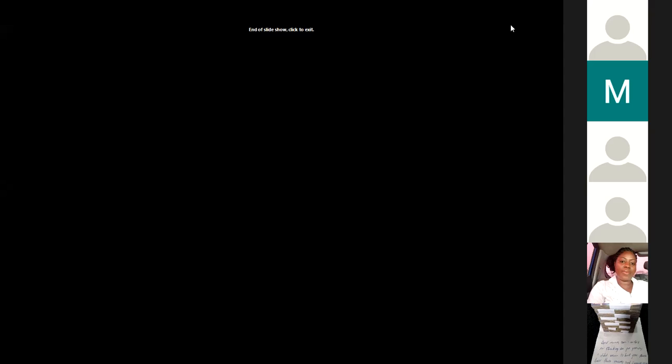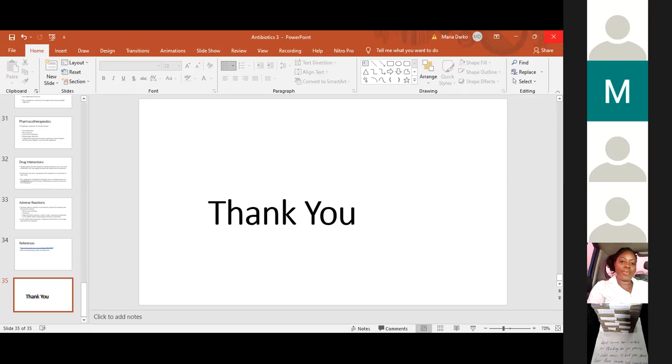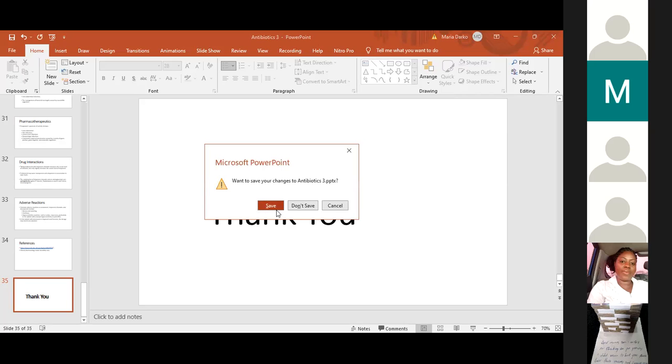There is another slide, the last one, on antibiotics. So let's finish with antibiotics today, and then we can move to antivirals, God willing, next week.